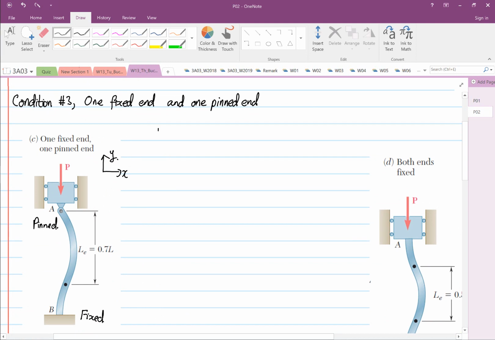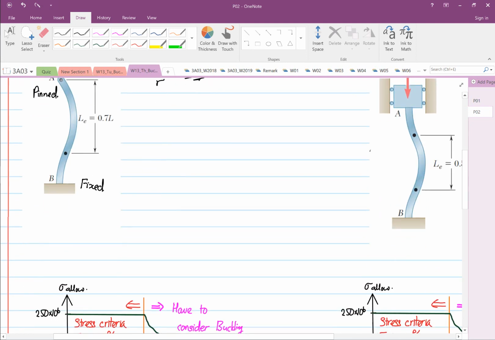So over here, that's where LE is equal to 0.7 L. So based on the condition we have before, we have 0.7 L over radius of gyration, and this will be 88.86. Okay, so the L over R is equal to 88.86 divided by 0.7 is equal to 127.9 or 126.9.